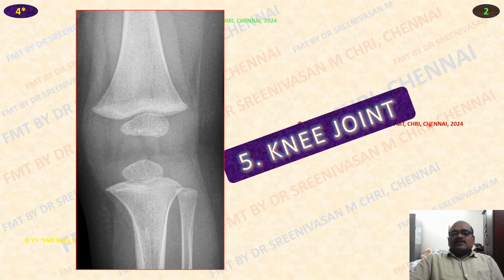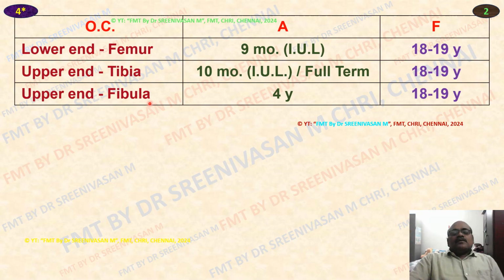Let us start with the knee joint. Here there are three centers to look for. One for lower end of femur, second is upper end of tibia, as well as upper end of fibula. Lower end of femur appears at the 9th month of intrauterine life, whereas upper end of tibia appears at the 10th month of intrauterine life.